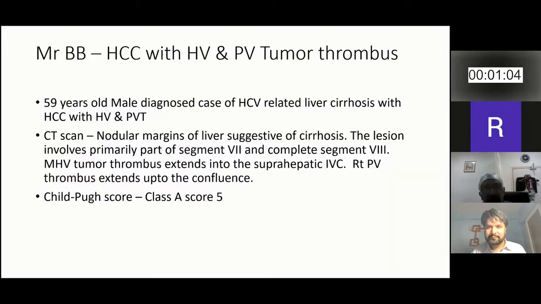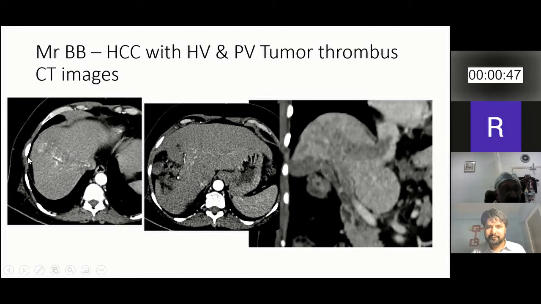Now, this is a good example that I want to show you, a patient who had an extended thrombus going into the middle hepatic vein as well as into the right portal vein. This was also extending into the IVC, and this CT scan will tell you that. Look at this CT, hypervascular tumor. You can see it going into the middle hepatic vein. This is the IVC and it is extending into the IVC. Here you can see that it is going into the portal vein, and this is the thrombus in the portal vein, and this is in the hepatic vein going into the IVC.